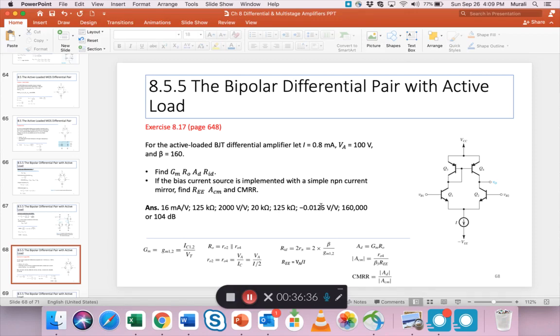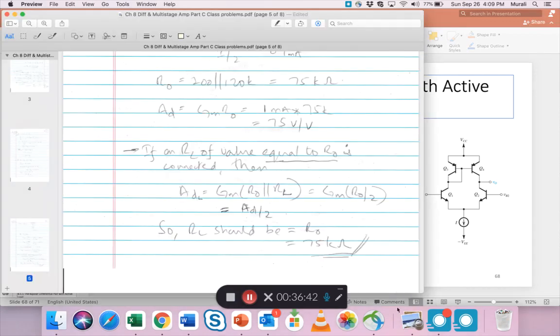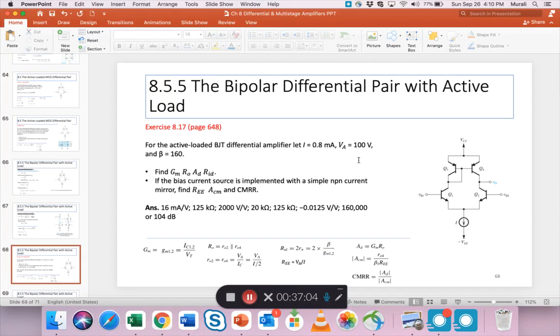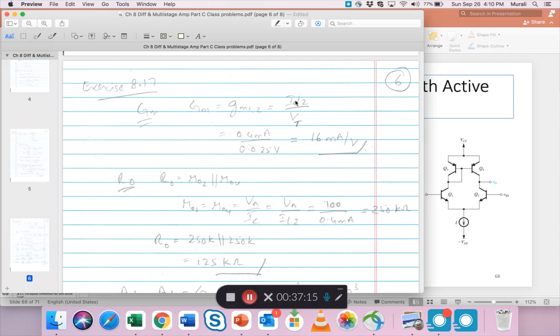Alright, so 817, the answers are here, but let's make sure we solve it and get it. 817 is on page 6. Alright, starting with GM. GM is again small gm12, which is IC by 2, collector current by 2, Vt, and collector current is, oh, it should be I by 2, not IC by 2. Yeah, mistake. So this is I by 2, okay?